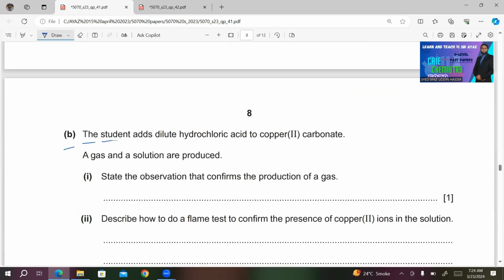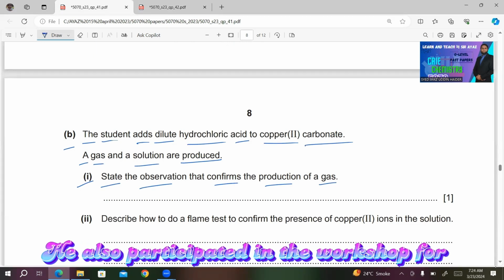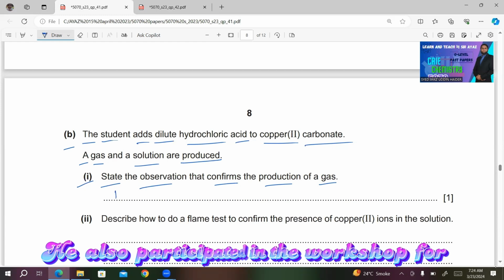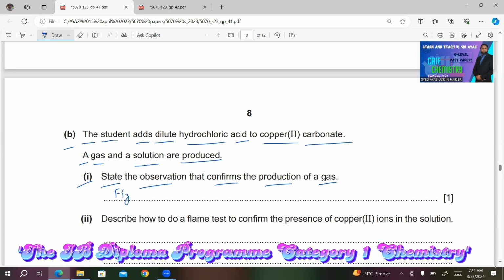B, the student adds dilute hydrochloric acid to copper 2 carbonate. A gas and a solution are produced. You are getting a gas and a solution is also produced. Number 1, state the observation that confirms the production of a gas. Whenever gas is produced, you will see effervescence or bubbling, fizzing. So we'll write fizzing or effervescence.